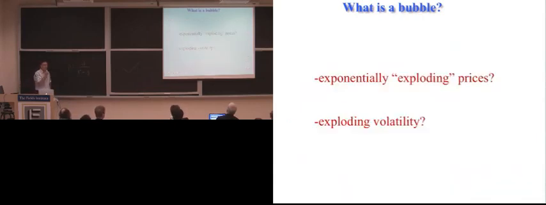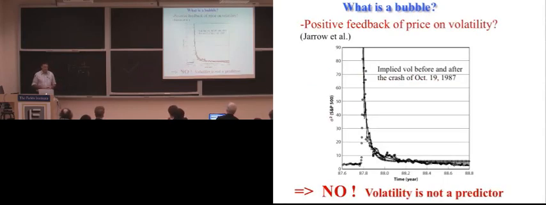Let me first tell you what is not a bubble in my view, and debunk some ideas very clearly. For example, is it an exponentially exploding price? Probably not enough, because everything is growing exponentially. Is it an exploding volatility, as, for example, Jarrow is proposing? I don't have time to show you, but we have a working paper now where we have analyzed 50 bubbles worldwide, massive excesses that were followed by a crash. And we document that in most of them, the volatility did not explode.